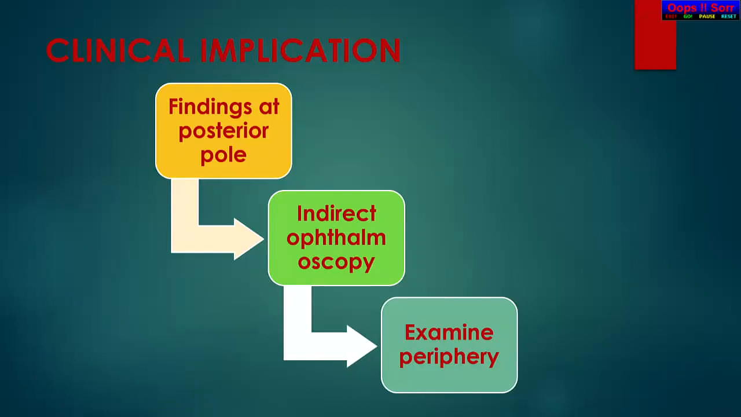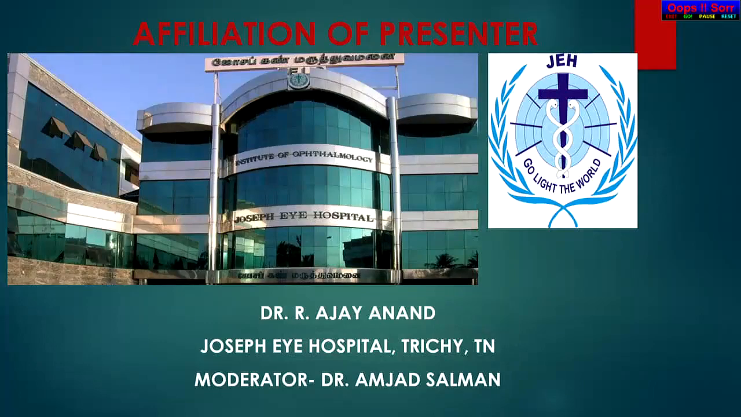So if you find a similar case with findings at the posterior pole, it is mandatory to do an indirect ophthalmoscopy to examine the periphery, as you might be missing a peripheral lesion, considering the age of the patient, which is very important. Thank you.